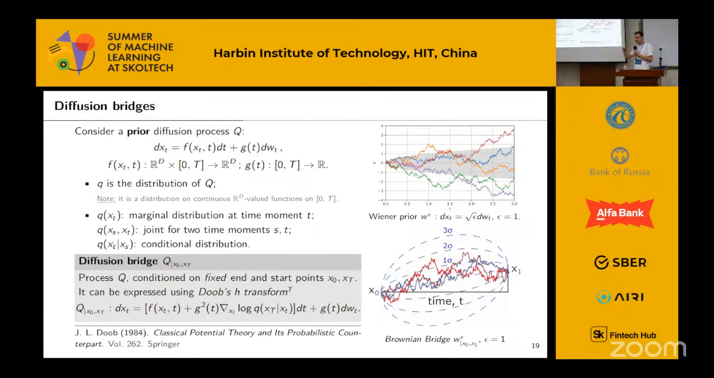So a short story is, okay, you have some diffusion process. If you want to condition it on particular start and end points, you can do it, and you can even write down a stochastic differential equation for it, where everything is tractable if this additional term is tractable. But this additional term is usually tractable for most stochastic differential equations which are considered in generative models. So roughly speaking, a bridge process is the original process, but conditioned on two particular start and end points. That's it.